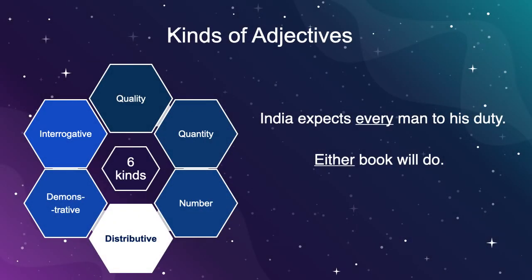Then the fourth type of adjective is distributive adjectives. Distributive adjectives show the persons or things taken one at a time. For example, India expects every man to do his duty. Either book will do. Here, every and either are distributive adjectives.